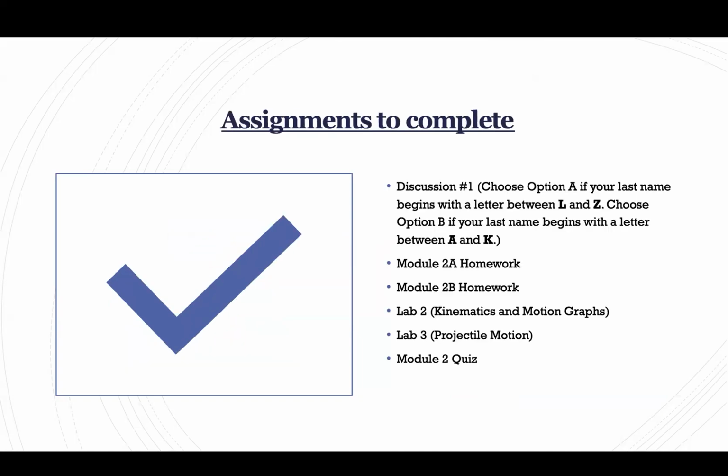You have a lot of assignments to complete this week, including a discussion post, two homework assignments, a quiz, and then two lab assignments. The lab assignments cover topics we're going to complete this week. For the discussion post, please make sure you follow the choices that have been provided for you by checking your last name letter and choosing the right options. They all cover the concepts that we are going to look at.